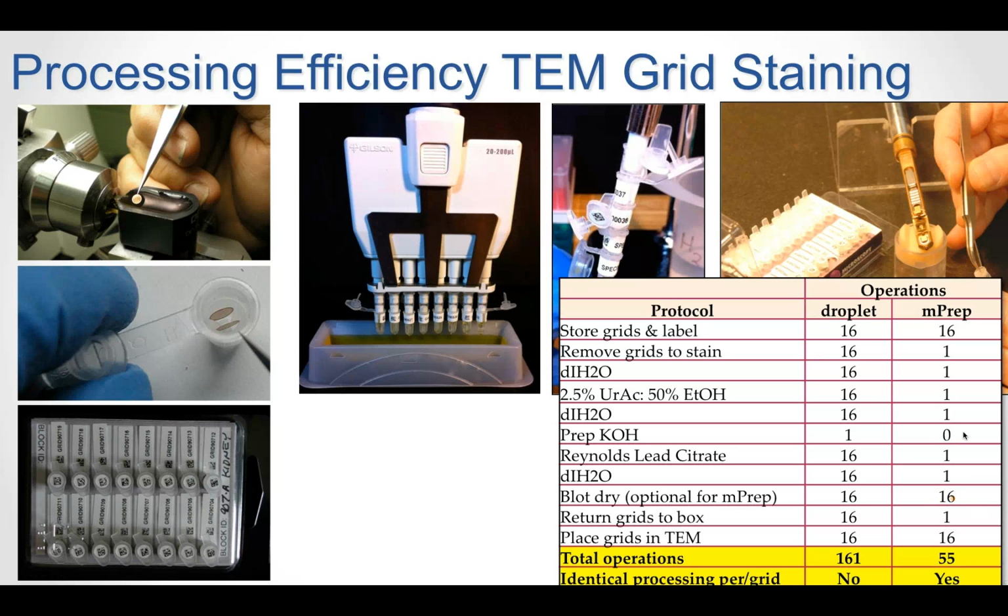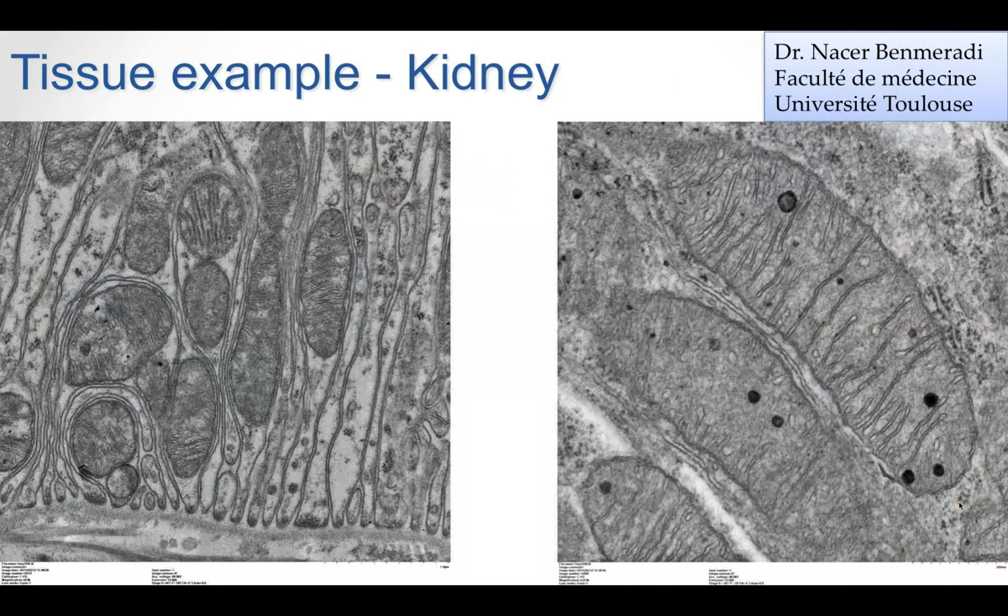A step that's optional with the mPrep processing is blot drying. In the case of mPrep processing, blot drying can be done simply by inserting a piece of filter paper into the capsule and touching it to the edge of the grid, which doesn't require touching the grid. But it's not necessary. One can simply air dry them. And as we pointed out before, the results are as good as any.